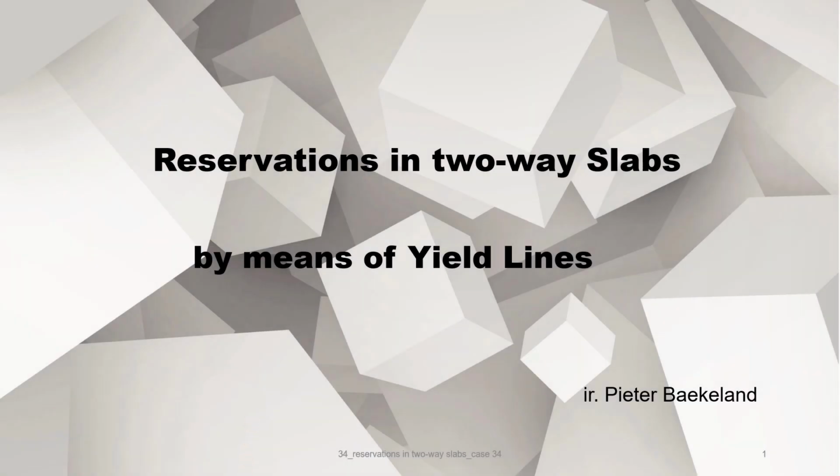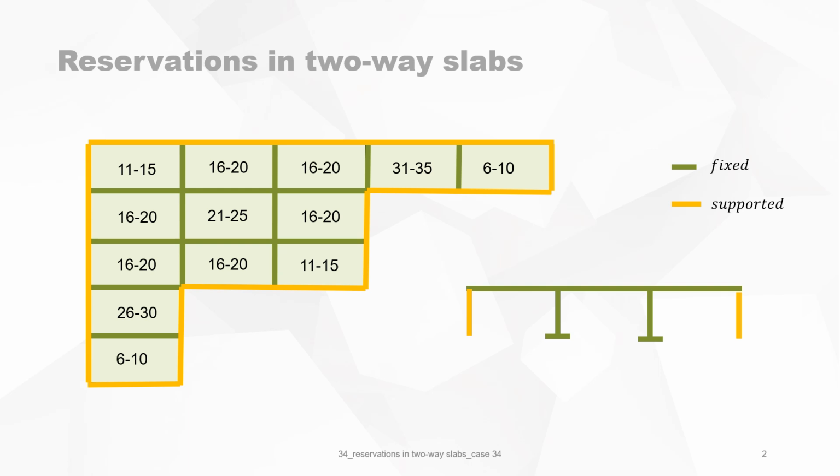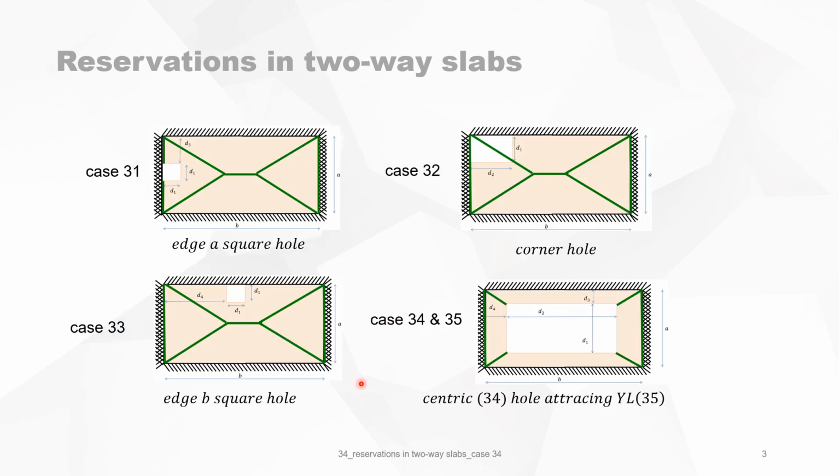Reservations in two-way slabs by means of yield lines. This video will deal with the cases 31 to 35, and it's about a concrete slab simply supported on two opposite sides and fixed in support on the two other sides. This will handle case 34, which is a centric hole by means of attracting yield lines.